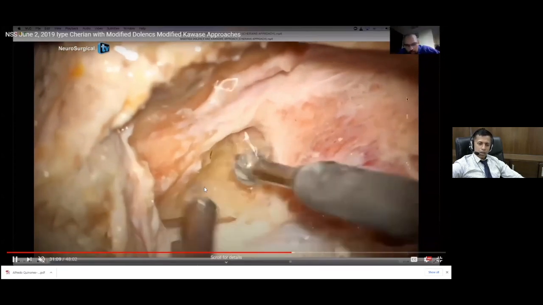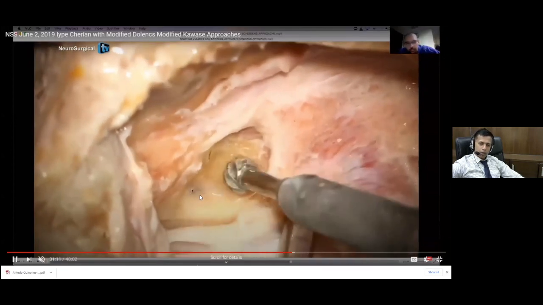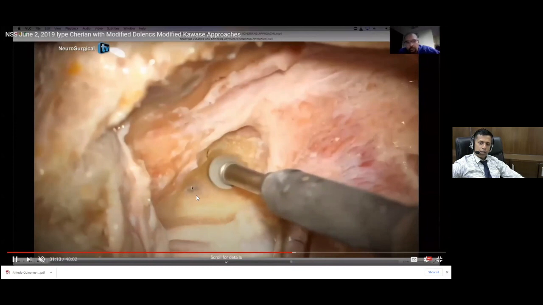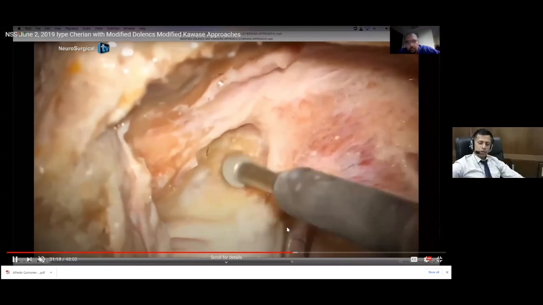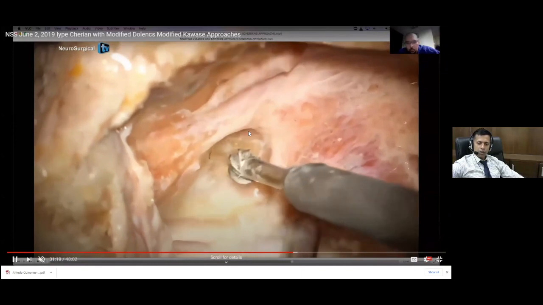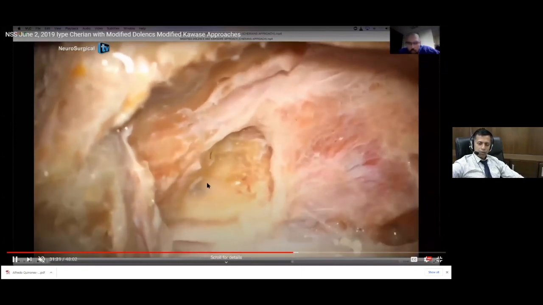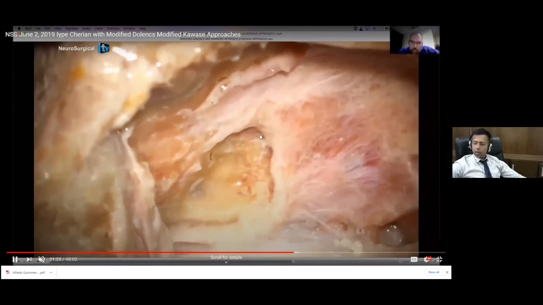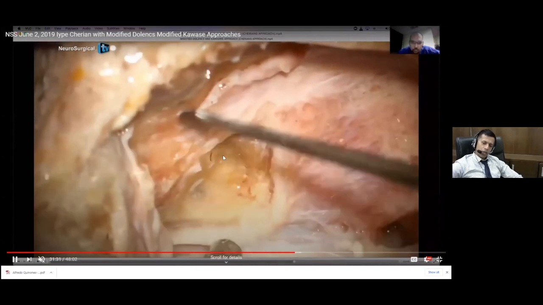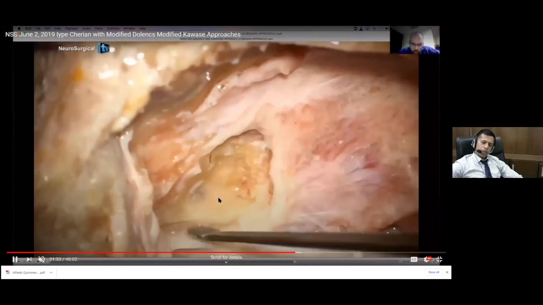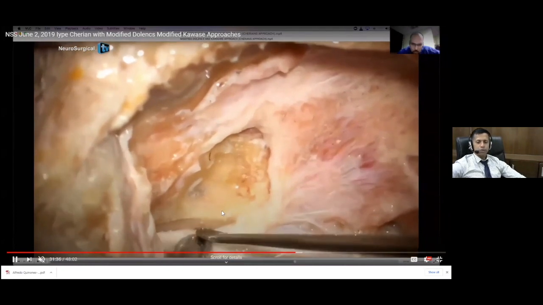And you can see here the IAM opening. That thin bone is the IAM opening. I will open it soon. That's the carotid and the IAM. If you extend your Kawase from the carotid all the way to the IAM and even post IAM, and you leave the cochlea, the kind of exposure that you get will be massive, huge.